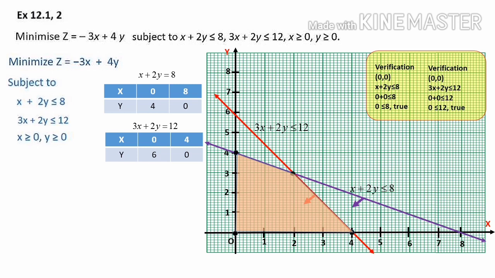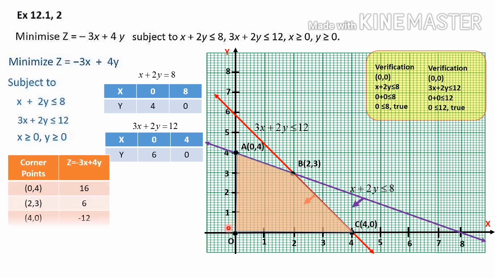After getting this shaded region, just mark the corner points. Here there is one corner point, this is another corner point, here it is the third one and this is the fourth one. Then write down the points A (0, 4), B (2, 3), C (4, 0), and of course this is (0, 0). Then just collect all these points and write them in the corner points column. That is the first point (0, 4), next is (2, 3), third one is (4, 0), fourth one is (0, 0).